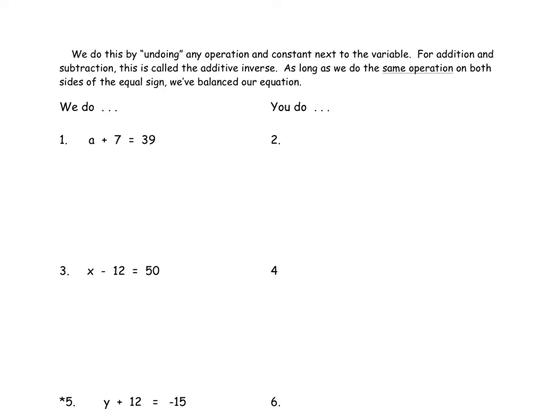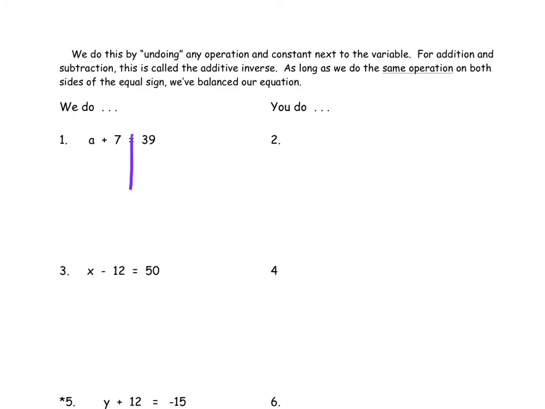So when we learn to solve an equation, we do this by undoing any operation and constant next to the variable. For addition and subtraction, this undoing is called the additive inverse. As long as we do the same operation on both sides of the equal sign, we've balanced our equation. So I'm going to ask you to start by creating a line, which I'm going to refer to as a wall, down the middle of the equal sign. That's where we're going to balance the equation, our fulcrum.